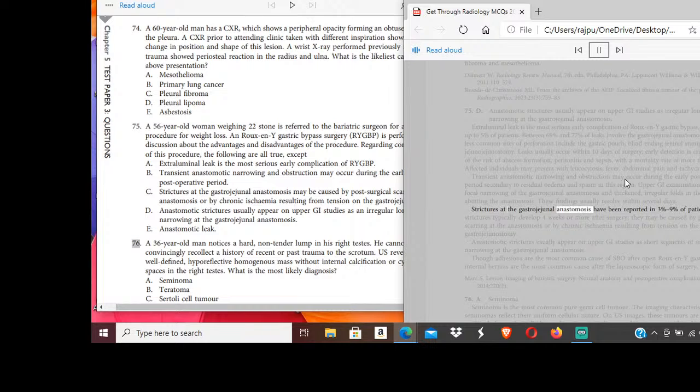Strictures at the gastrojejunal anastomosis have been reported in 3%-9% of patients. These strictures typically develop weeks or more after surgery. They may be caused by post-surgical scarring at the anastomosis or by chronic ischemia resulting from tension on the gastrojejunostomy. Anastomotic strictures usually appear on upper GI studies as short segments of smooth narrowing at the gastrojejunal anastomosis. Though adhesions are the most common cause of SBO after open Roux-en-Y gastric bypass, internal hernias are the most common cause after the laparoscopic form of surgery.